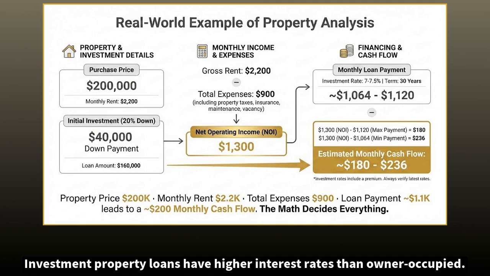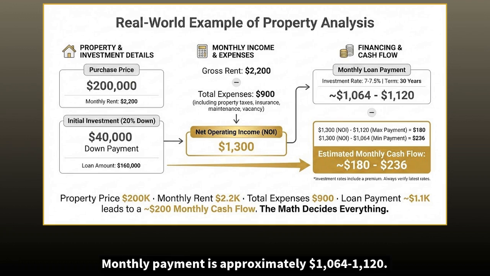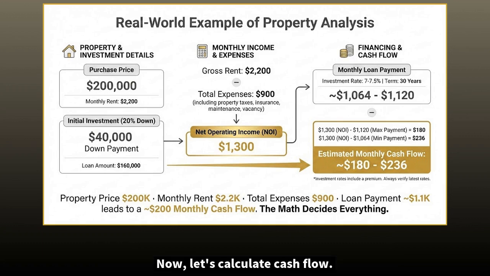Investment property loans have higher interest rates than owner-occupied. Typically, 0.5 to 1.0% added. Assuming 7 to 7.5% interest, 30-year loan. Monthly payment is approximately $1,064.20. Now, let's calculate cash flow.